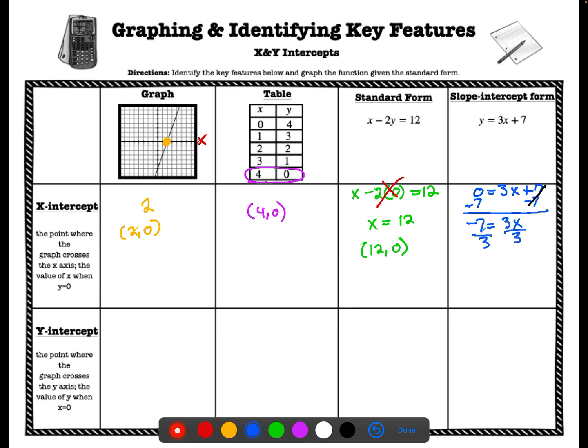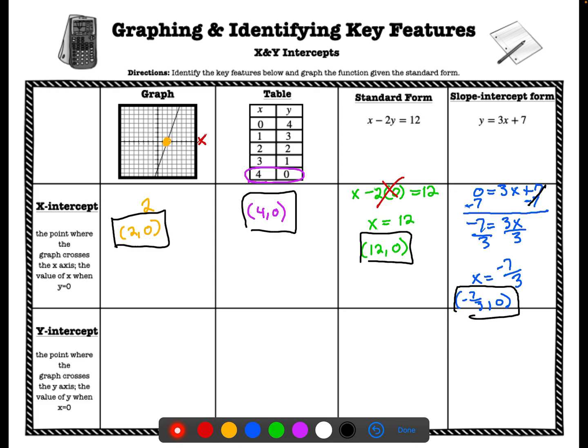Divide each side by 3, and we're left with x is equal to negative 7 divided by 3, or we say (negative 7 over 3, 0). And if we need this to be a number, it would be like negative 2.333 repeating, but we normally leave it in this form. So given each form, we have found the x-intercept.